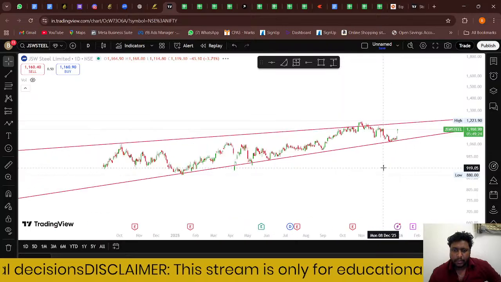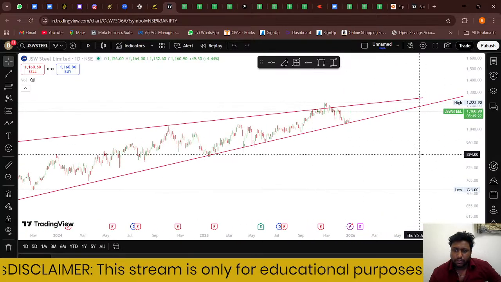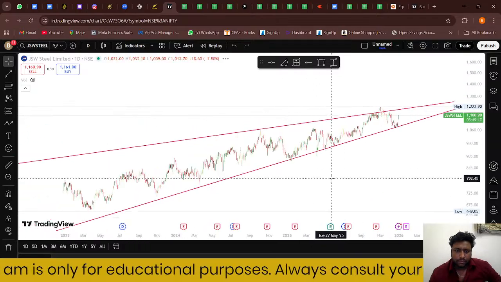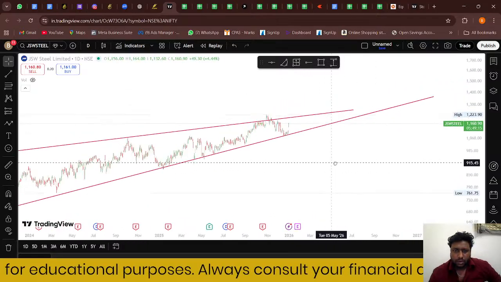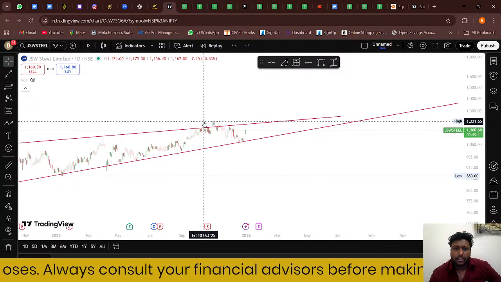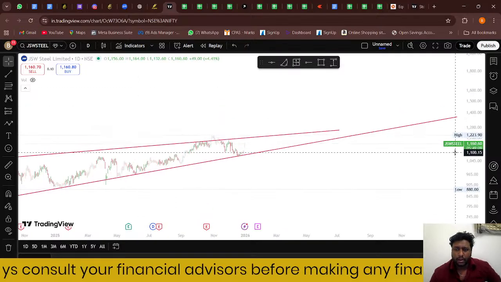So it's a pretty good gap up start for JSW Steel for the day. On a long time basis, if you see, this all-time high can be considered as an entry if it gives a proper breakout.